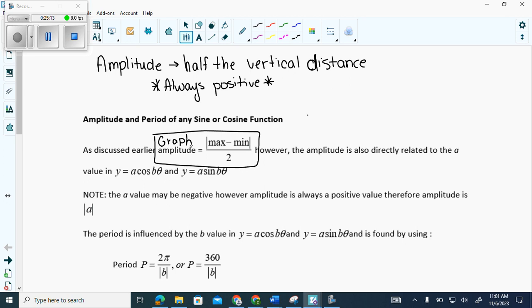Off of an equation, the absolute value of A is actually your amplitude. So off of a graph, I'm going to use that formula, or count, and divide by 2. Correct? If it's off of an equation, so these are my equations, the amplitude is the absolute value of A, because the reflection doesn't change how high or low I go.